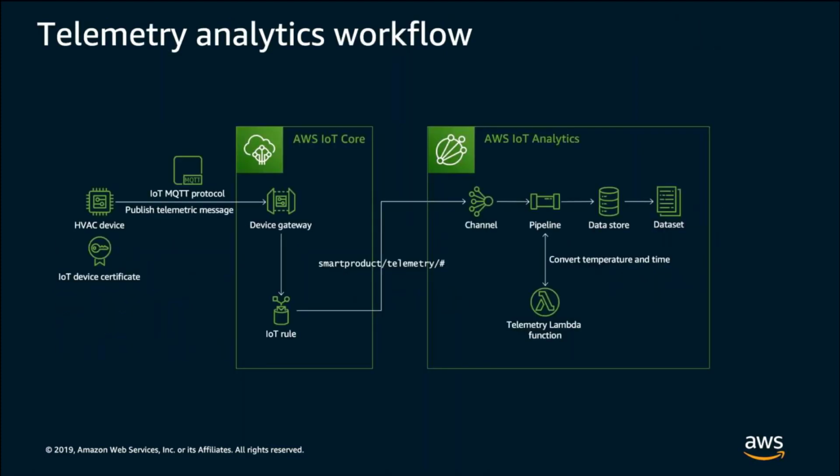When a telemetry message comes to AWS IoT Core through the telemetry topic, the rule engine sends it to the AWS IoT Analytics channel, then the channel sends the message to the pipeline. The pipeline is going to convert temperature and time with the telemetry Lambda function, then it stores the converted data into the data store. A dataset can retrieve data from the data store with a simple SQL query.